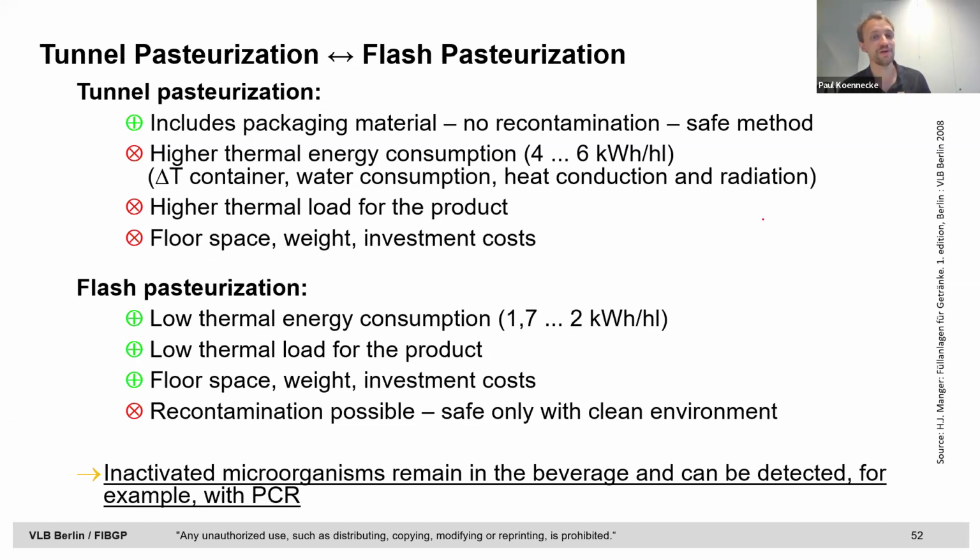So also, for example, those fast tests when you just test ATP, the ATP is also still in those microorganisms and will react with your testing kit. So those both are not really methods to see the effectiveness of your pasteurization. You really have to see whether there are microorganisms growing. So you really have to plate them. You have to see whether they are colony-forming units.